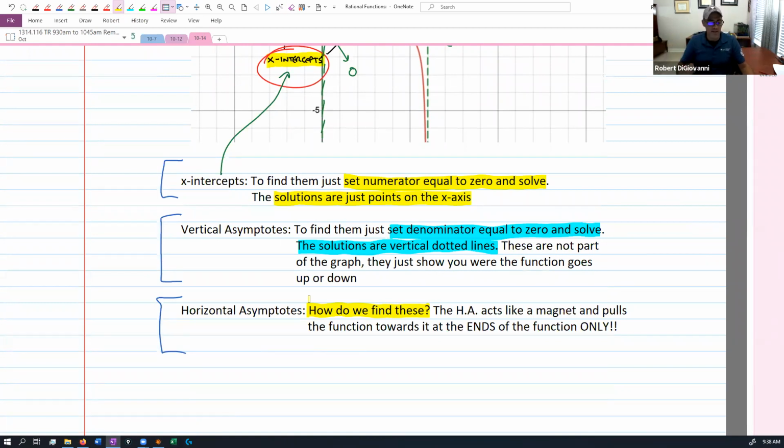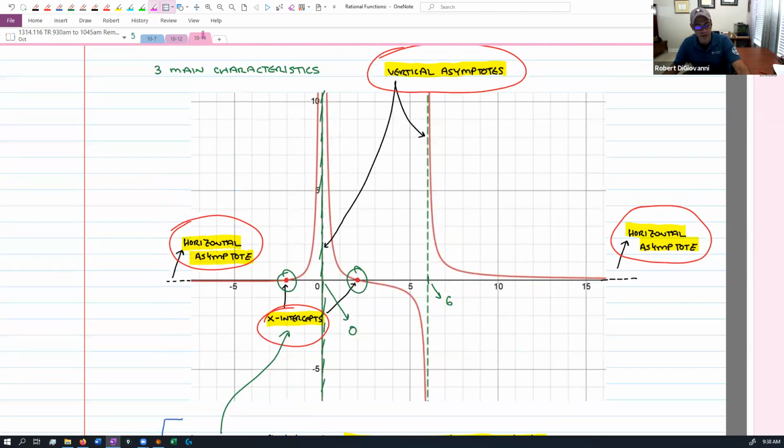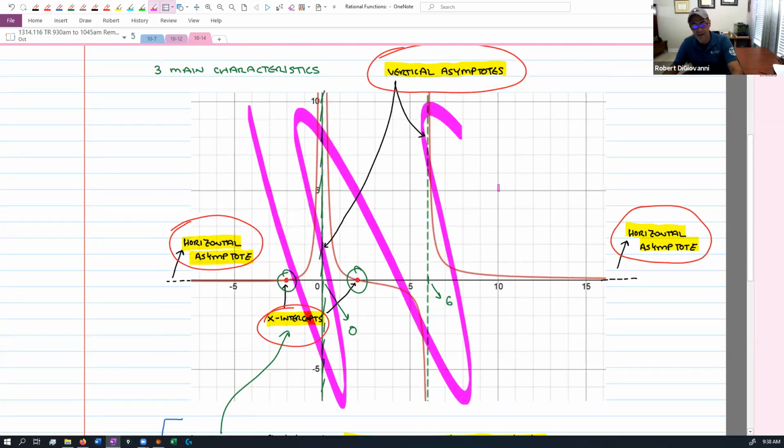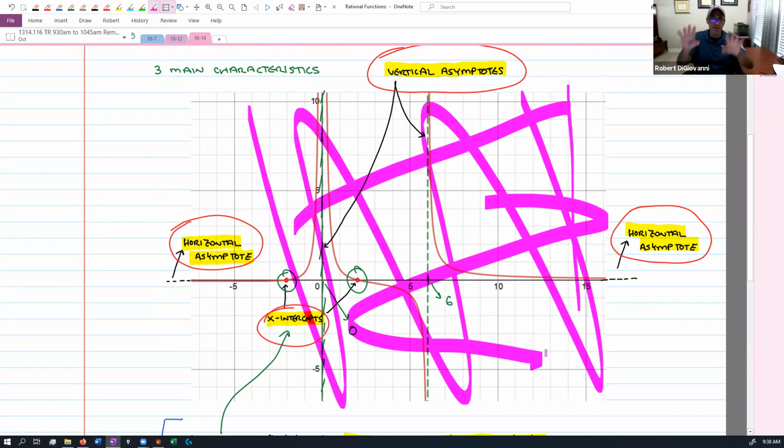But the important thing right now is just to know that the horizontal asymptote, I'm going to abbreviate it with HA instead of writing it out over and over, acts like a magnet and pulls the function towards it at the ends of the function only. Like I said just a second ago, the horizontal asymptote does not care what happens in the middle. You're just not even looking in here. The horizontal asymptote only tells you the end behavior.